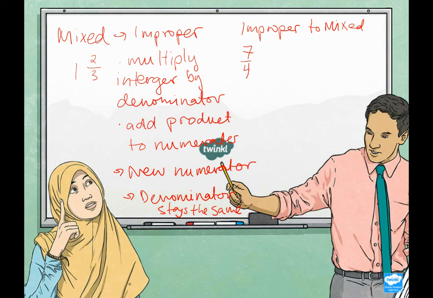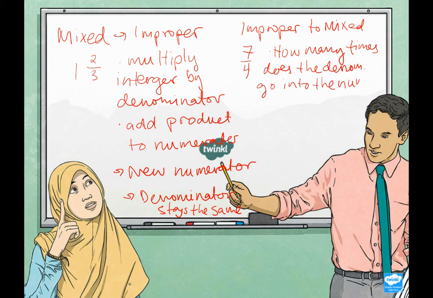So 7 over 4, you're going to ask yourself, how many times does 4 go into 7? I'm going to call it the denom going into the num for short. Our answer here is 1. So essentially do 7 divided by 4 equals 1 with a remainder of 3. So your answer becomes a new integer. Your remainder becomes the numerator, and your denominator stays the same.